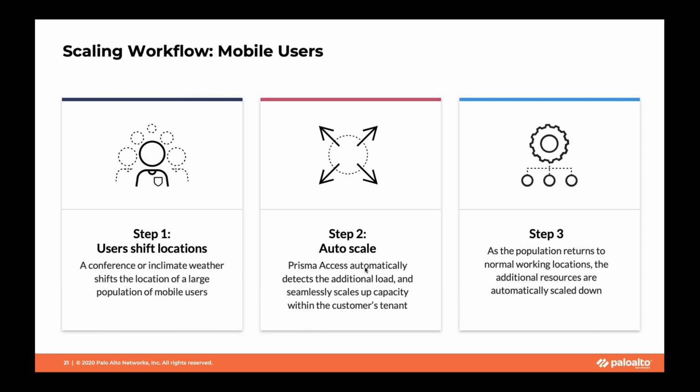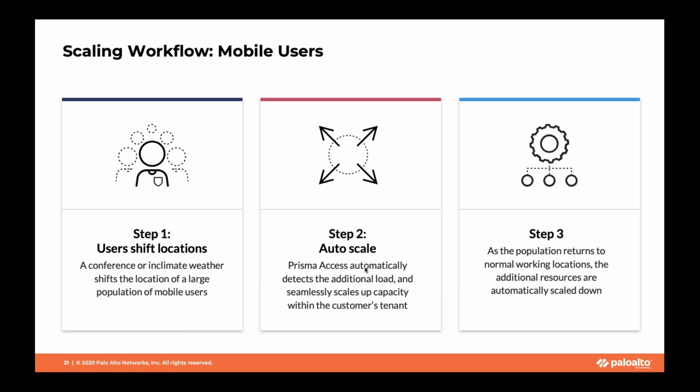This is all done automatically by Palo Alto Networks. On the other hand, when COVID is gone and we all go to our work locations again, Prisma Access will also make sure that everything is scaled down, and this is done in real time.